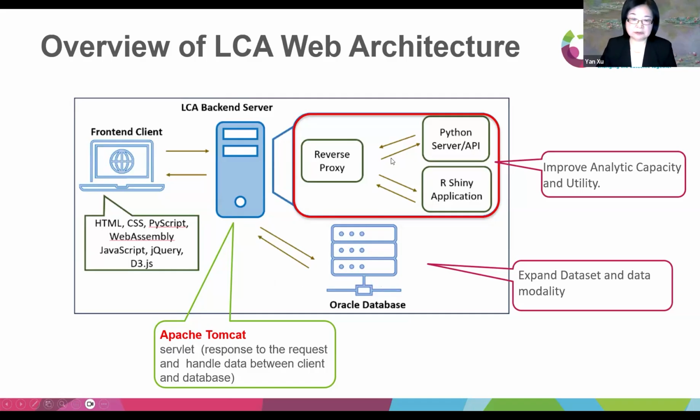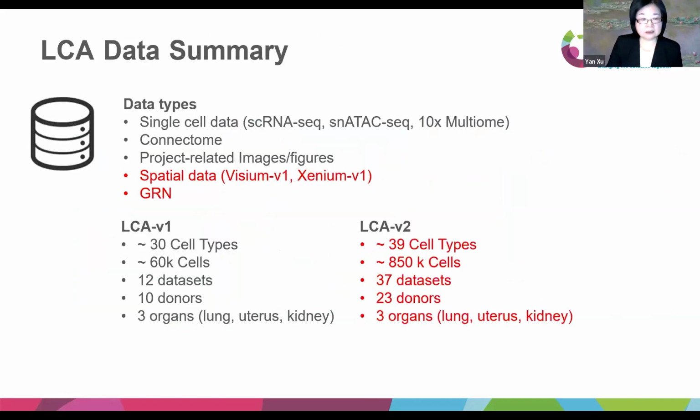So for that reason, we launched version 2. We added the backend, basically connecting with either R Shiny or Python in the backend, so it improves the analytic capacity. And for the database, in addition to expanding the current data sets, we also add new data modalities such as the spatial. This is an overview of the data summary. The red color shows version 2, and you see we put in the spatial data and also some of the gene regulatory network data.